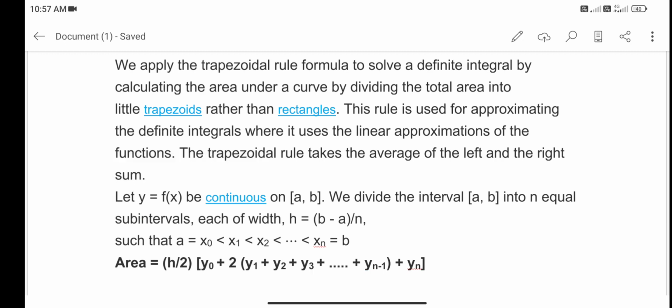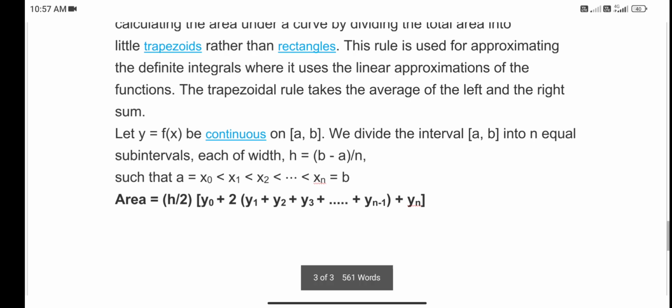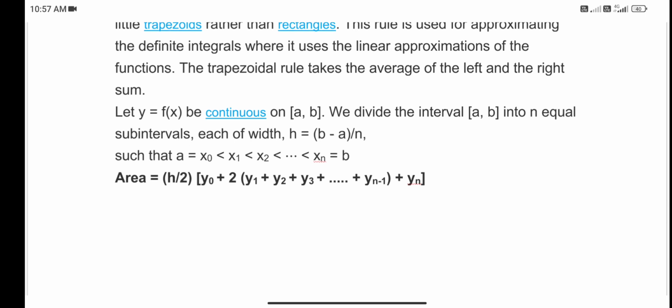Let y equals f(x) be continuous on [a, b]. We divide the interval [a, b] into n equal subintervals, each of width h equals (b minus a) upon n, such that a equals x0 less than x1 less than x2 less than xn equals b. Area equals, here is the equation, or you can say the formula of the trapezoidal rule, h by 2 times (y0 plus 2 times the remaining terms plus the last term).